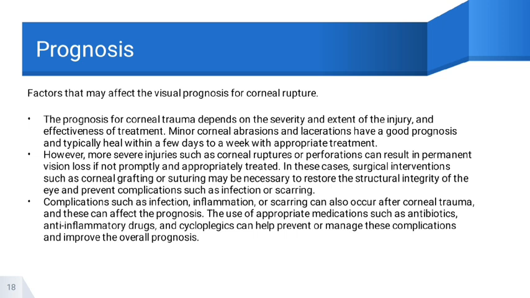However, some more severe injuries such as corneal ruptures or perforations can result in permanent vision loss if not promptly and appropriately treated. In these cases, surgical interventions such as corneal grafting or suturing may be necessary to restore the structural integrity of the eye and prevent complications such as infection or scarring. Complications such as infection, inflammation, or scarring can also occur after corneal trauma, and these can affect the prognosis. The use of appropriate medications such as antibiotics, anti-inflammatory drugs, and cycloplegics can help prevent or manage these complications and improve the overall prognosis.